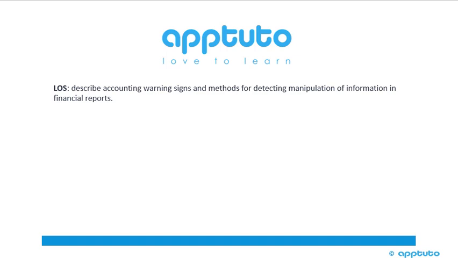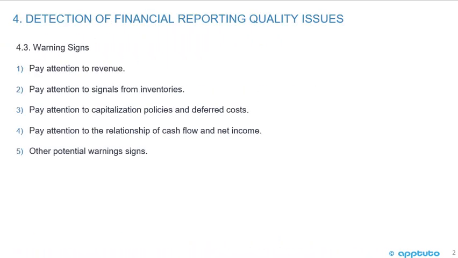This LOS is to describe accounting warning signs and methods for detecting manipulation of information in financial reports. So we're continuing with detection of financial reporting quality issues, and now we're looking for warning signs. Some of the warning signs we need to be looking at: one, pay attention to revenue.